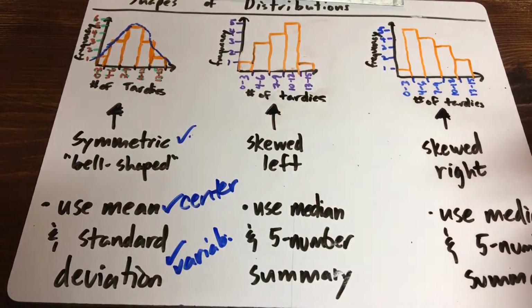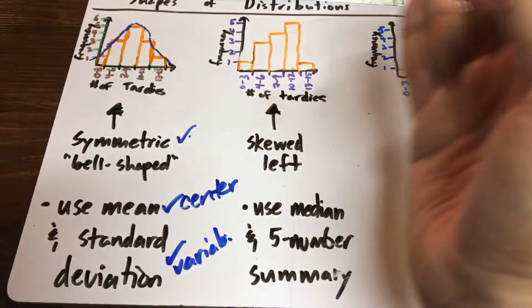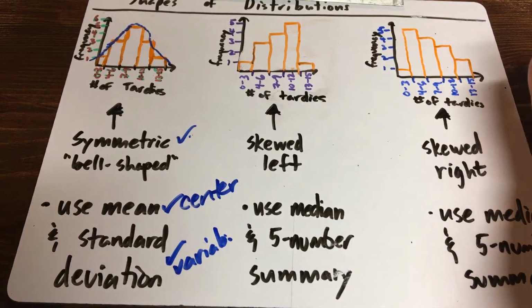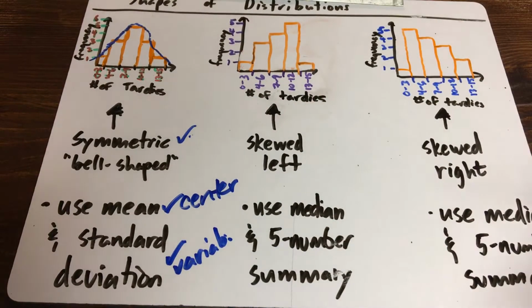But data doesn't always look like that. Sometimes you'll get it either really, really weighed heavily on one side, or maybe all the bars will be stacked up on the other side. And so that's what we're going to look at on these other two.